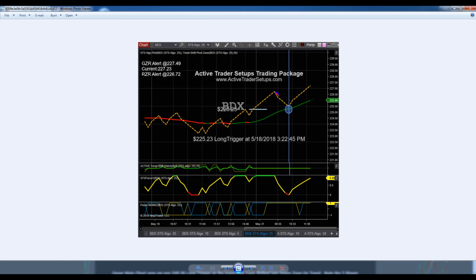So that's about 8 factors. We're on a 25 algo chart. We're expecting a pullback, 4 to 6 factors. We were just under 227. We pulled back right into 225.50. That's about $1.60 or 70 cents. What is that? That's a 5 to 6 factor pullback.